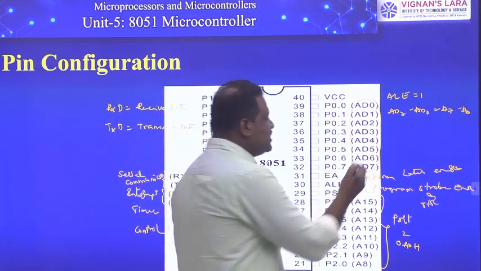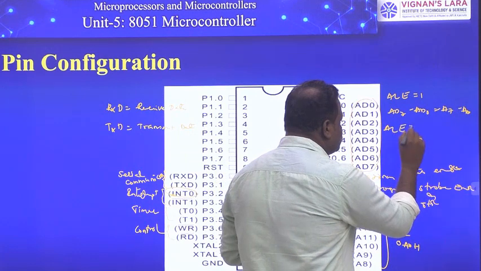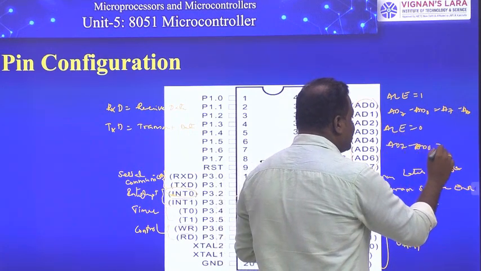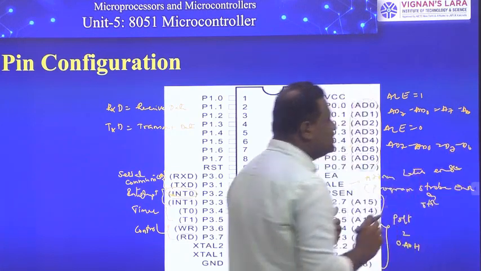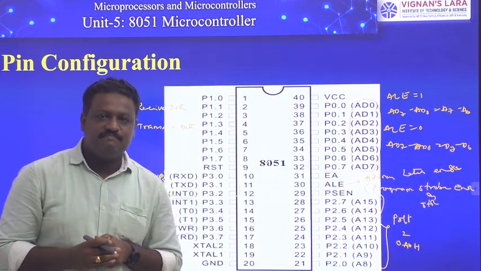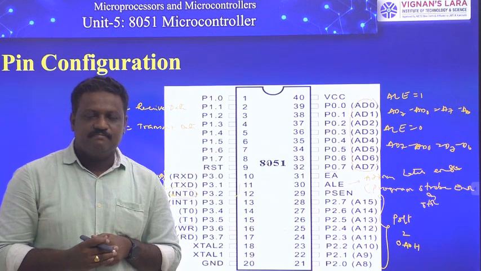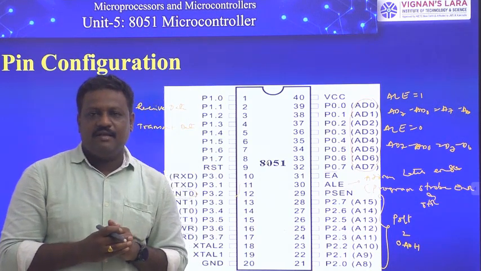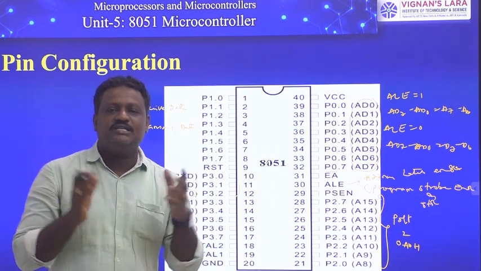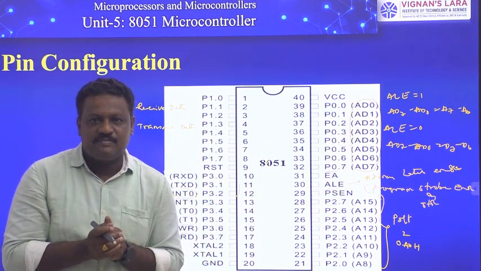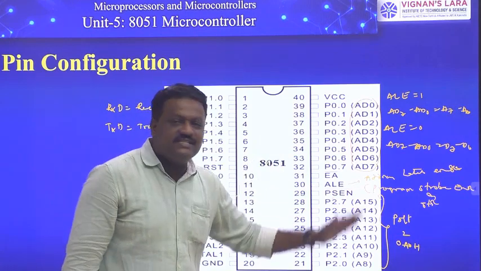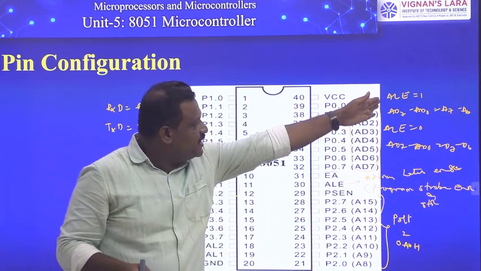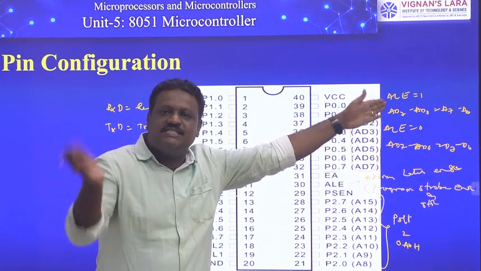And coming to the second thing, if ALE is equal to 0, the same AD7 to AD0 act as dedicated data lines D7 to D0. That means in every machine cycle, the first operation my controller does is generate an address. At that time this ALE signal is active. Only once this ALE signal is active do the multiplexed address and data lines act as address lines.